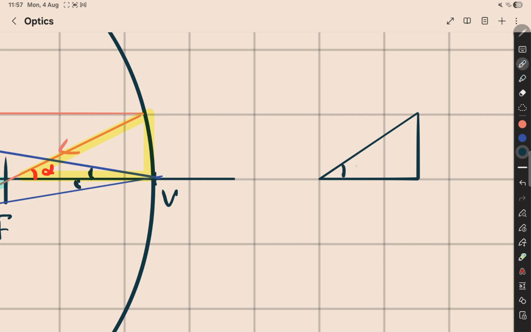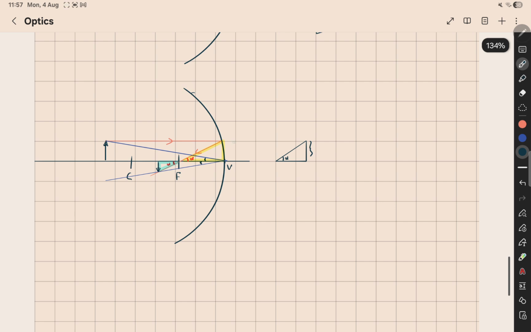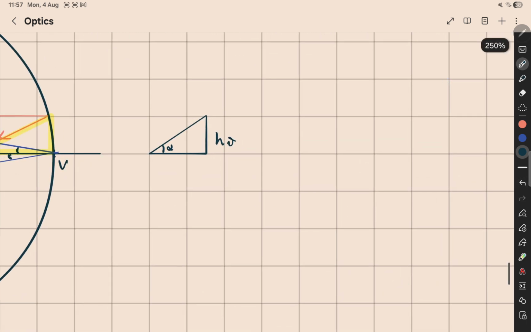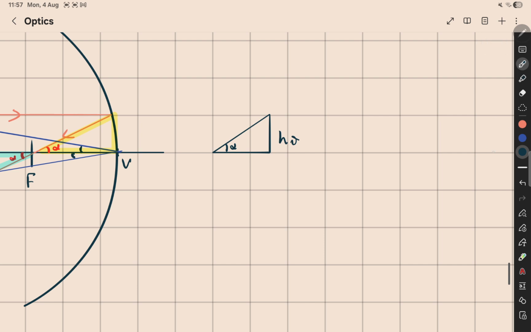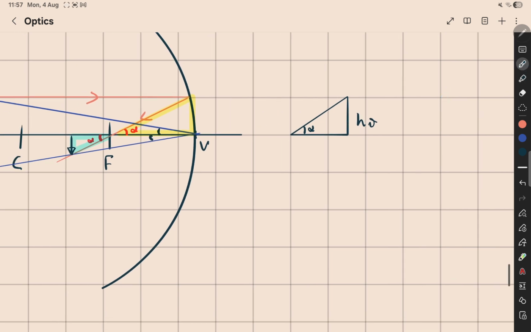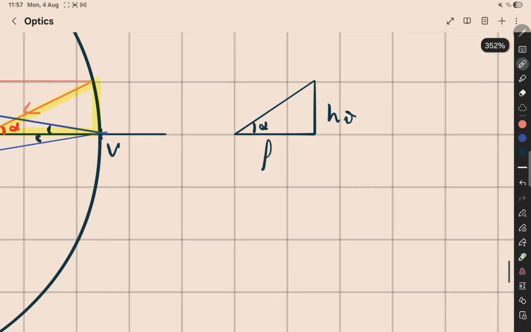Here I have the angle alpha. This height here is the same as the height of the object, okay? And this side here is this distance here, and this distance is equal to the focal distance. So that's the first triangle.